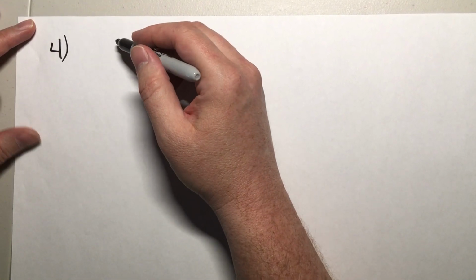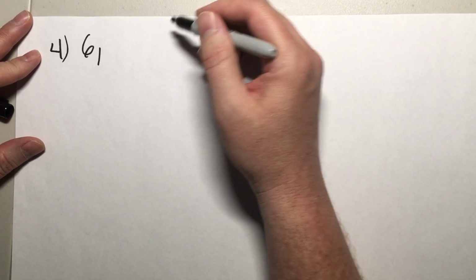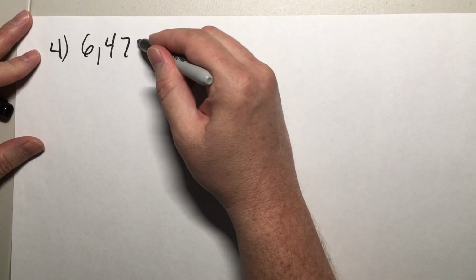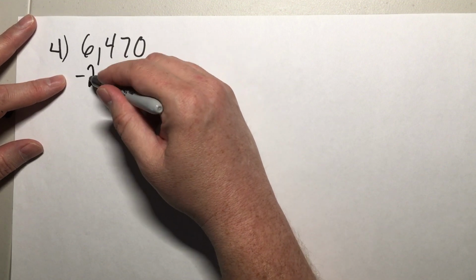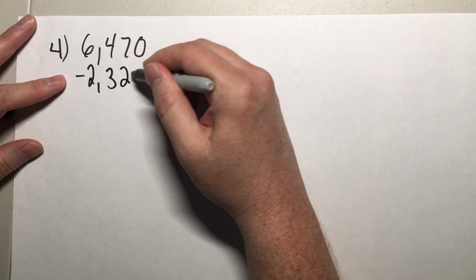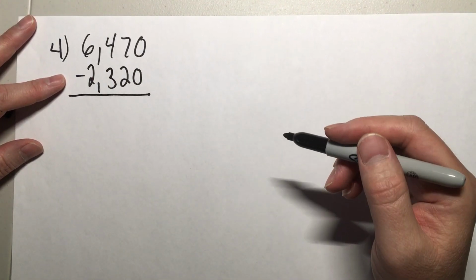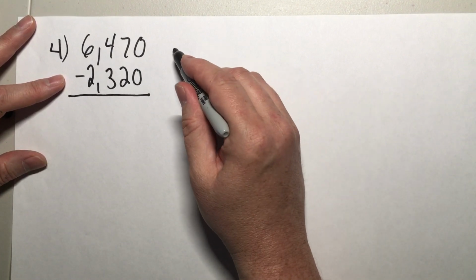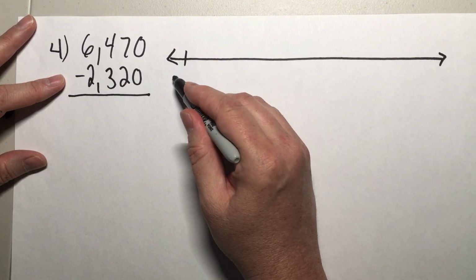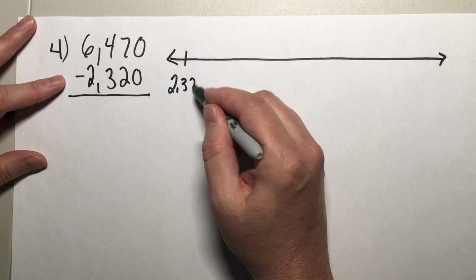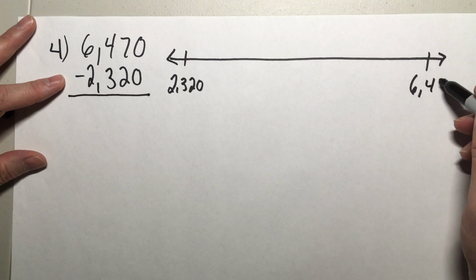Okay, let's say something like, make it a little bit more interesting, let's do something like 6,470 minus 2,320. This one doesn't require borrowing, of course, but let's go ahead and take a look. So we start at $2,320, trying to get to 6,470.